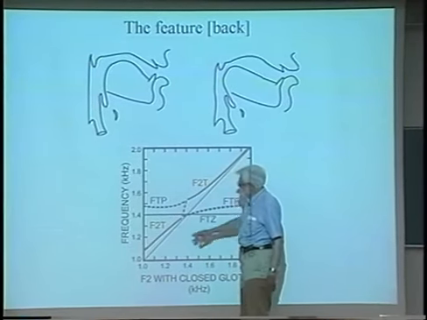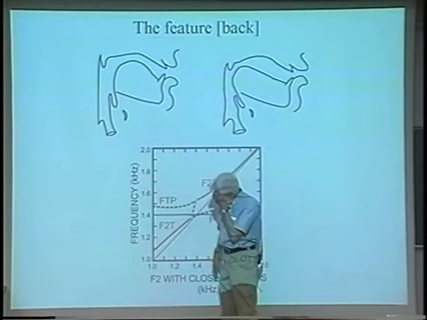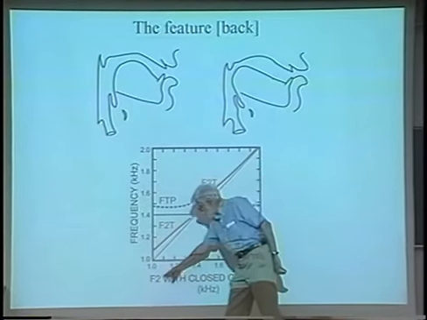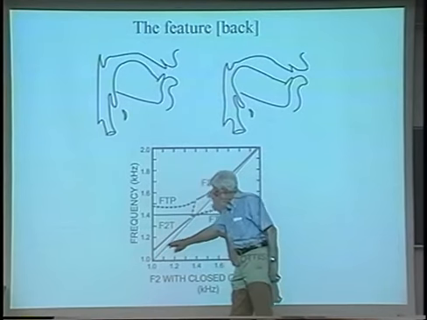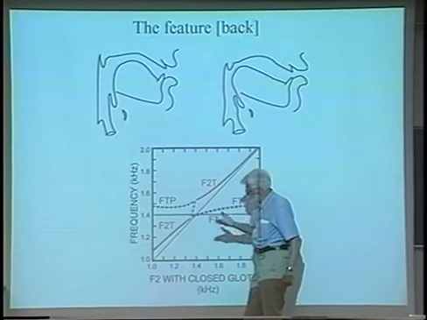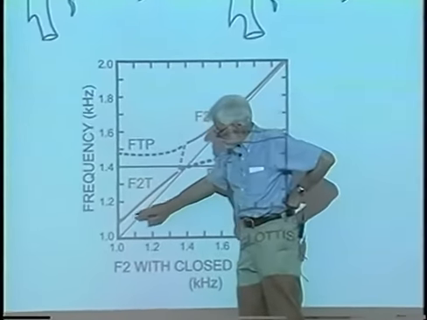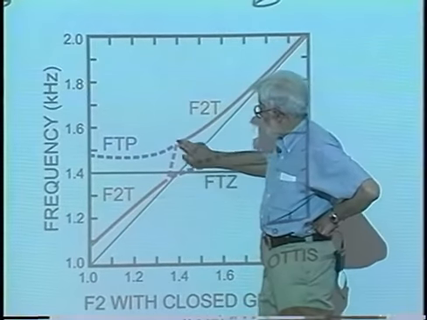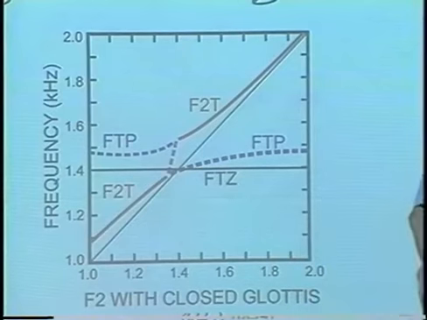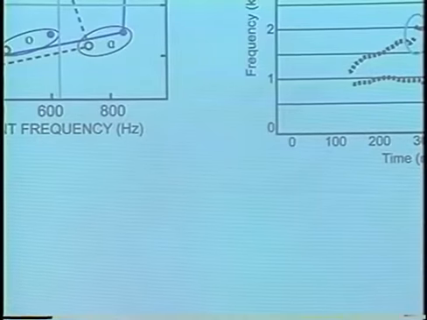So this is just a schematic way of showing that if you plot the frequency F2 with a closed glottis, and you change that frequency, you change it along this straight line. But if you assume that there's some subglottal resonance, then the actual frequency you will see will take a bit of a jump at some frequency around 1.5 kilohertz. So that's another example of a feature.